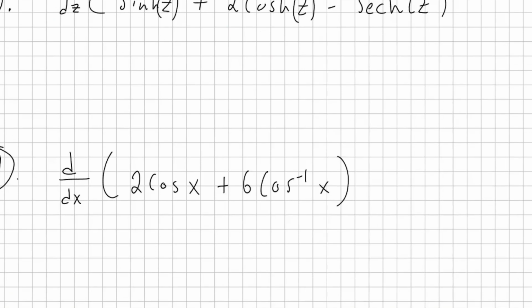Now for question 18, we've got the derivative of sinh x plus 2 cosh x minus sech x. So let's take the derivatives individually. The derivative of sinh x is going to be cosh x. And if we have 2 cosh x, the derivative is going to be 2 sinh x.